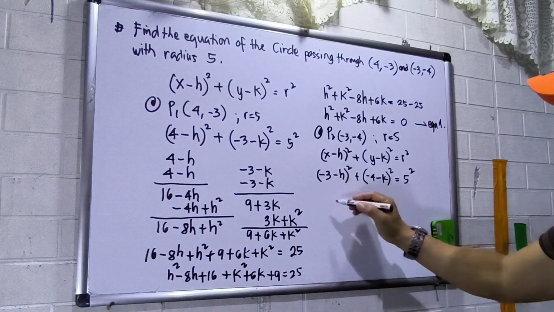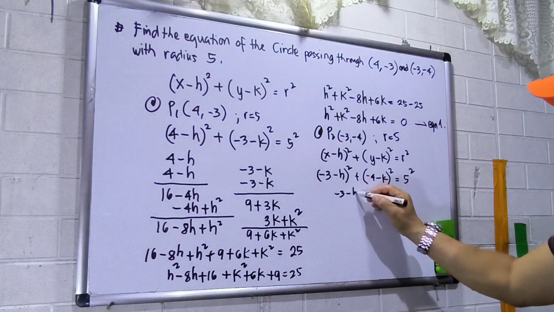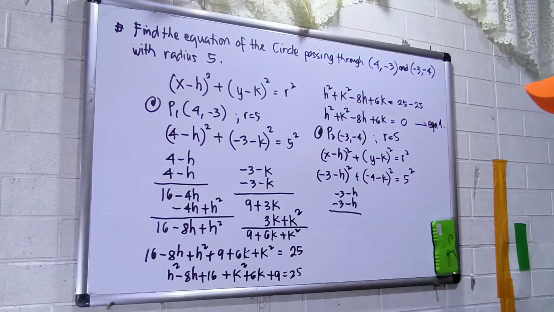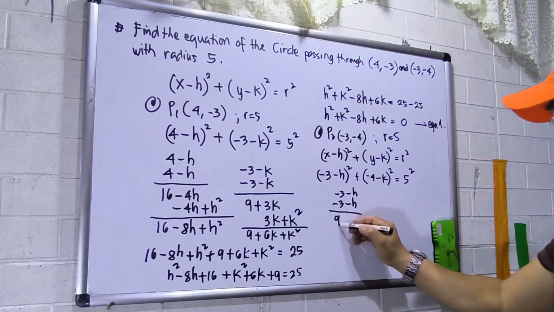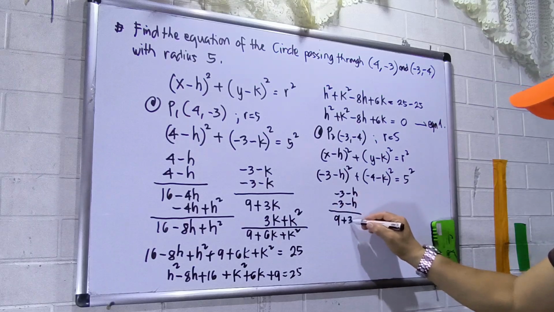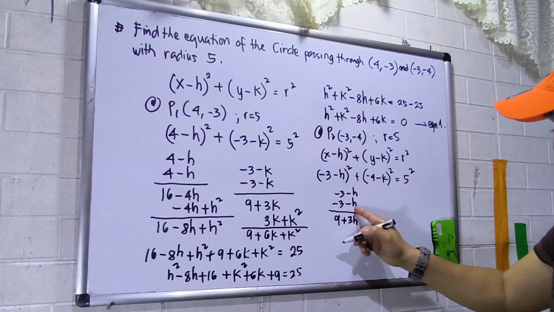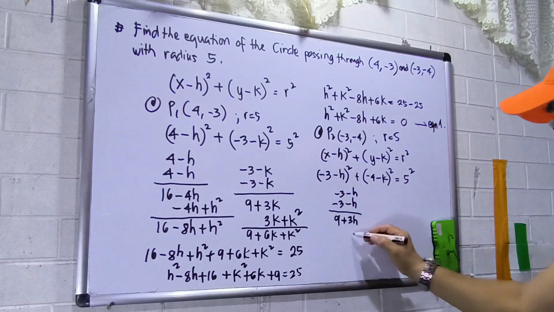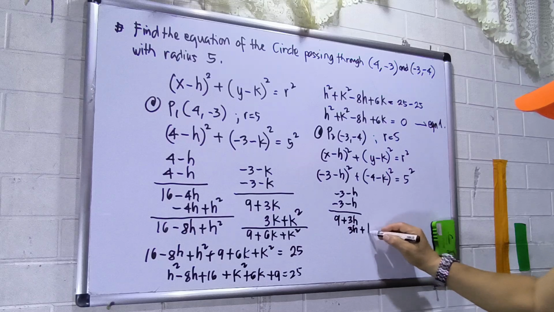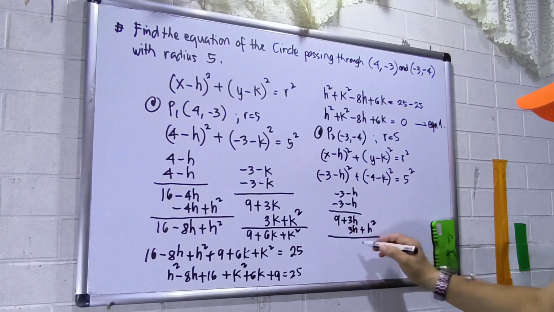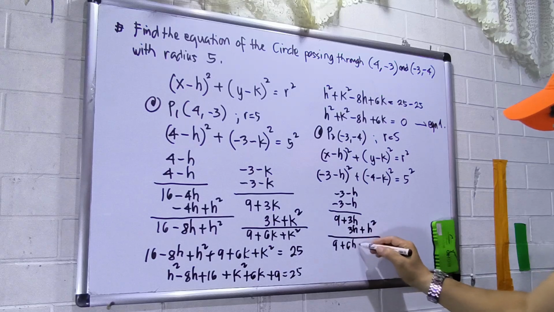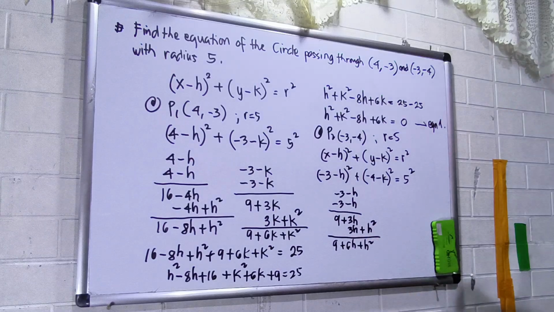So, multiply (negative 3 minus h)(negative 3 minus h). So, this will be negative 3 times negative 3, that is positive 9. Negative 3 times negative h, that will be positive 3h. Negative h times negative 3, that will be positive 3h. Then negative h times negative h, that will be positive h squared. So bring down 9, then sum up 6h plus h squared.